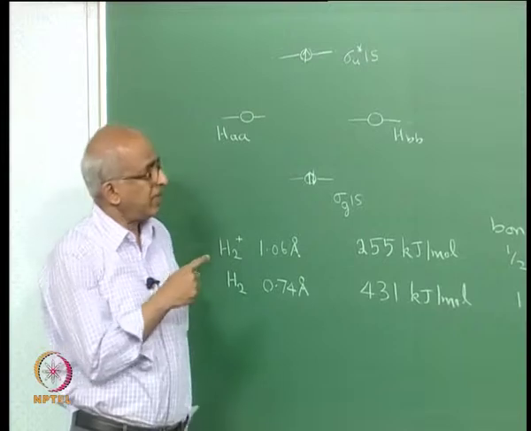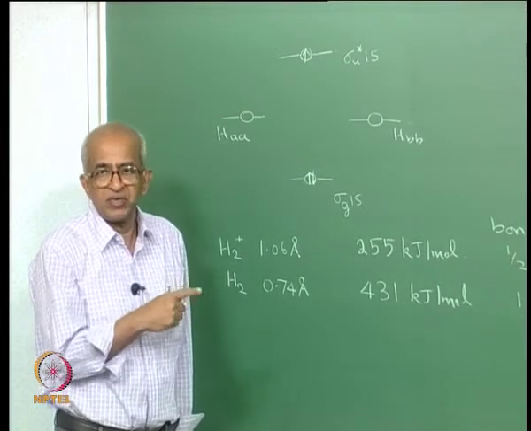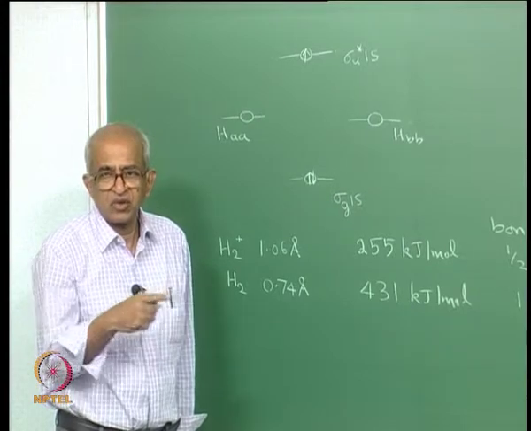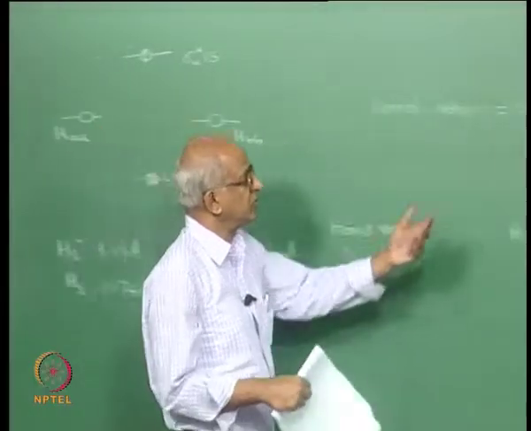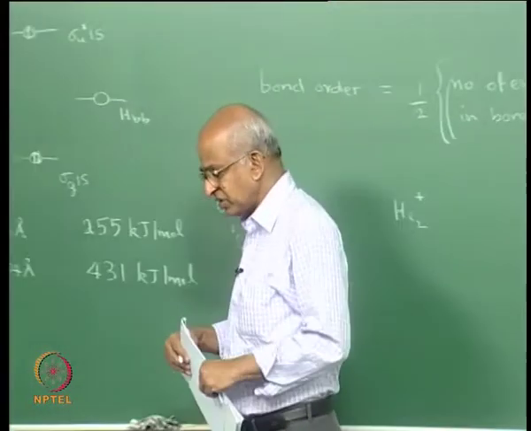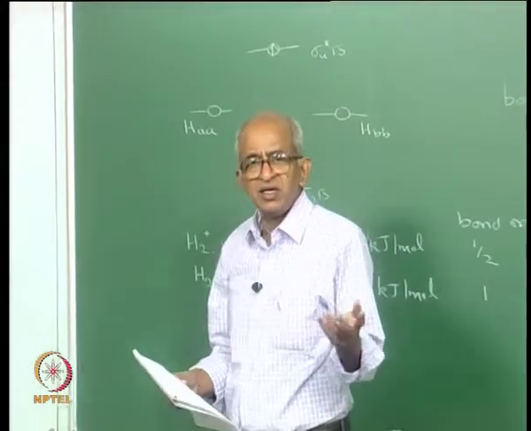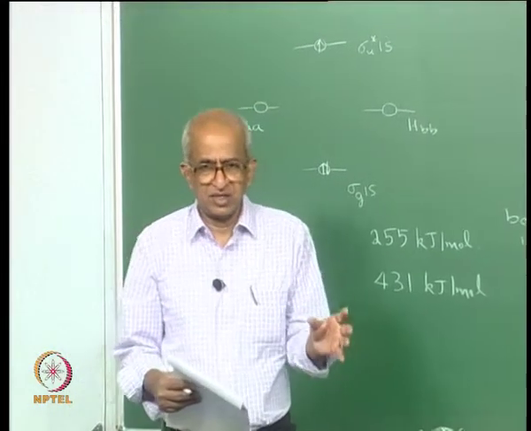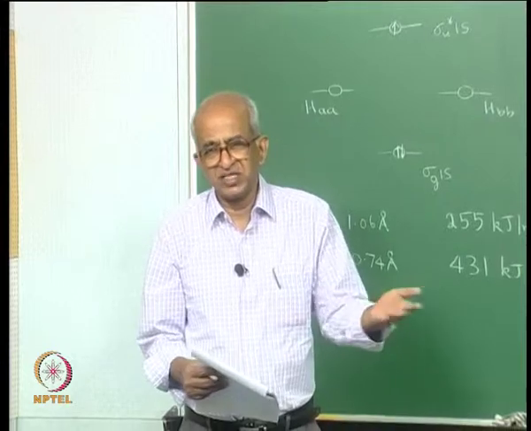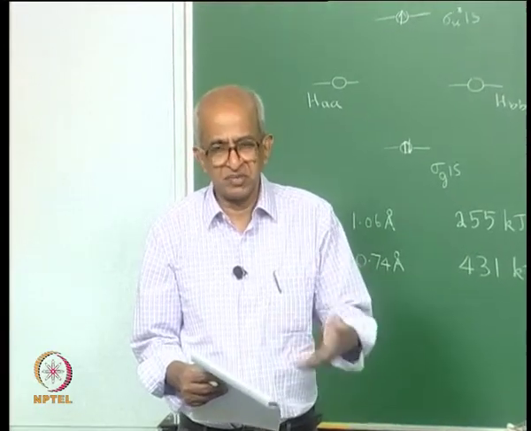And therefore, if you calculated the bond order, what will happen? You will get an answer of half. Bond order is going to be half because this will be 2 and that is going to be 1. So, you get a bond order of half. This actually says that He2 plus can exist. It has a bond which is not a full bond. Roughly speaking, the bond order is half.